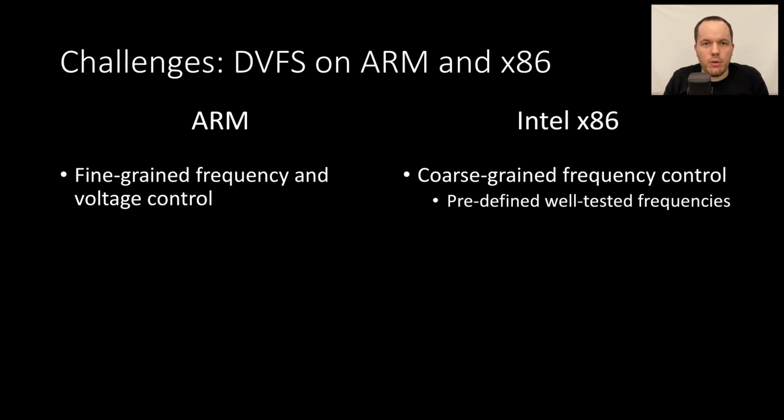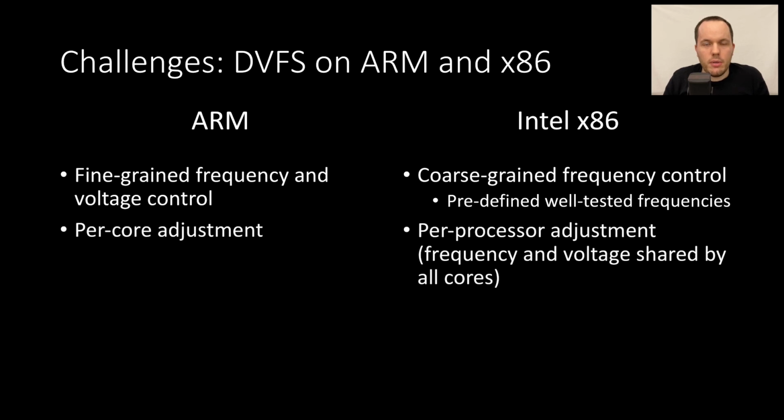For example, on ARM, the voltage and frequency can be set independently and freely, while on x86, the operating system can only choose between a set of predefined and well-tested pairs of frequency and voltage. Moreover, on ARM, each core can be set independently from each other, while on Intel x86, all the cores share the voltage and frequency. This means that the attacker script runs in the same conditions as the victim, which means that it might also be subject to faults.